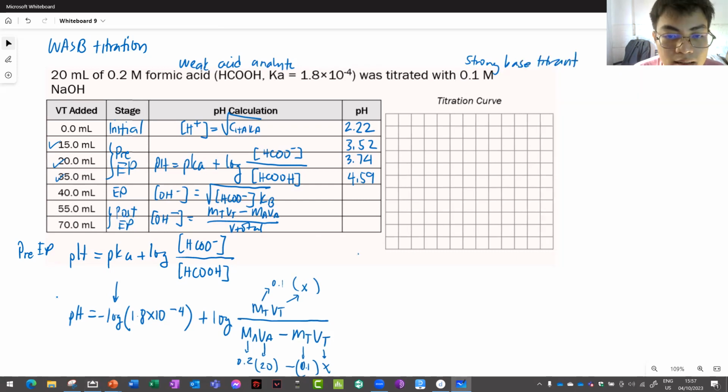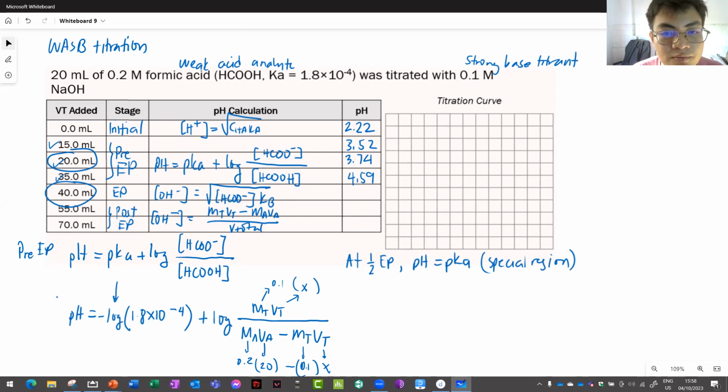Or we can say na at half the endpoint, pH is equal to pKa. And this is a special region, no? So special region yan. Kasi only at that point yan nangyayari, no? So, di ba ang endpoint natin 40? Ano kalahati nun? 20. And as you can see kanina, when you get the pKa, it's 3.74. It matched with this, no? Ngayon, so that's a special region, no? Kasi at that point lang nagiging equal sila. Special kasi, di mo na kailangan mag-solve na mahaba.